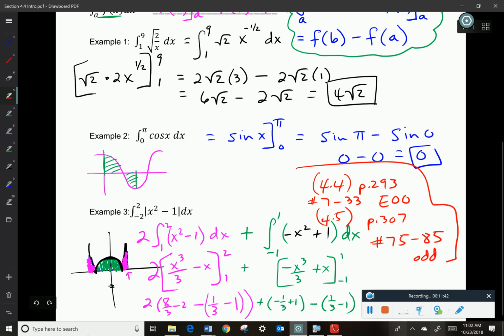Okay, so we just need to get the mechanics down of this fundamental theorem. So good luck with that. Make sure you check your work, and then we'll go over that on Friday.